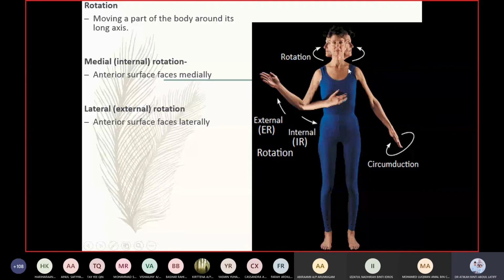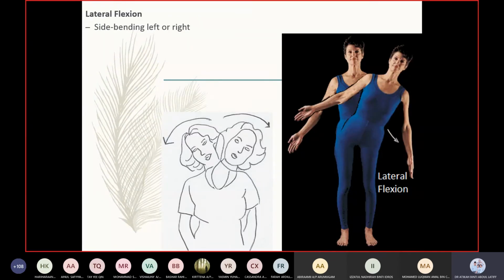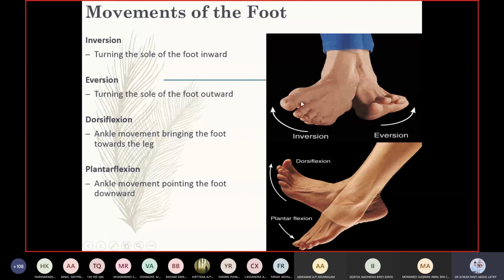Rotation is moving the body parts around the long axis. This is the long axis, so moving along it will be your rotation. External rotation and internal rotation, and circumduction is the small circular movements here. Lateral flexion, moving laterally, remember, lateral and medial. Movements of the foot, we have inversion, eversion towards outside or laterally, dorsiflexion and plantar flexion.